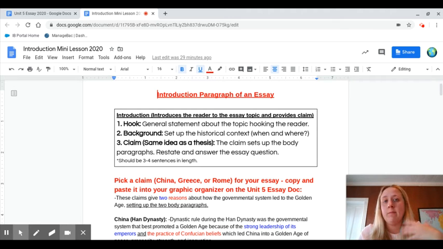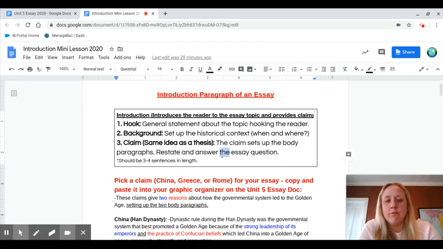So are you talking about China? Are you talking about Greece, Rome? What time period are we in? What was going on at that time? And then your claim, right? Restating and answering the essay question to set up your 2 body paragraphs.